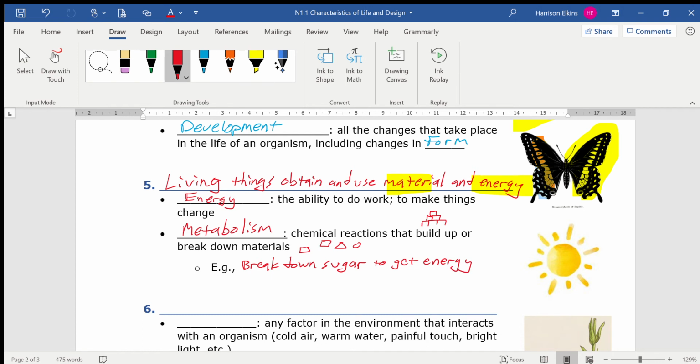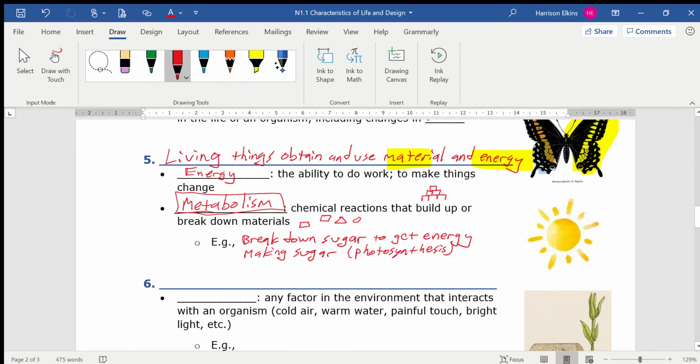What's an example of building up? Well, maybe making sugar. Making sugar would be an example. What makes sugar? Plants. How do they do it? Well, that's through photosynthesis. So photosynthesis could be an example of metabolism, of building up something. So you've got breaking down, you've got building up. Metabolism is that.